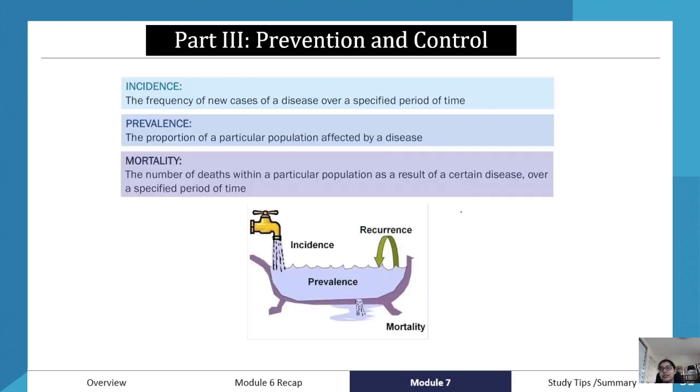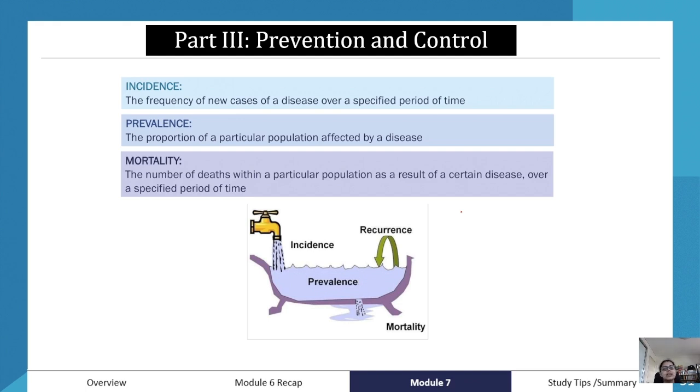When we look at prevention and control, we want to think about incidence, prevalence, and mortality, three important terms. Incidence is the frequency of new cases over a specified period of time. With COVID-19, the incidence was the number of new cases every week or every day. Prevalence is the proportion of a particular population affected by a disease. So the prevalence of COVID-19 would be everyone who has had COVID-19 since the beginning of the pandemic, for example.